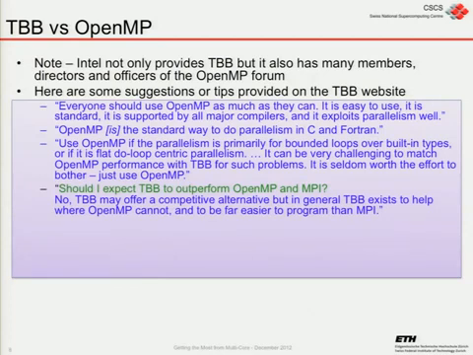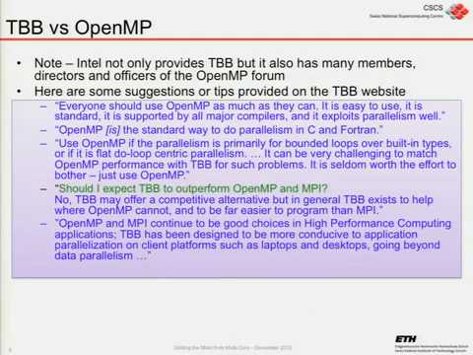Should you expect TBB to outperform our standard models? No. It may offer a competitive alternative, but it exists to do different things. Particularly, for example, tasking. The tasking model in OpenMP exists, but it may not be as good as the tasking model in C++, in TBB for C++ programmers. And so OpenMP and MPI continue to be good choices.